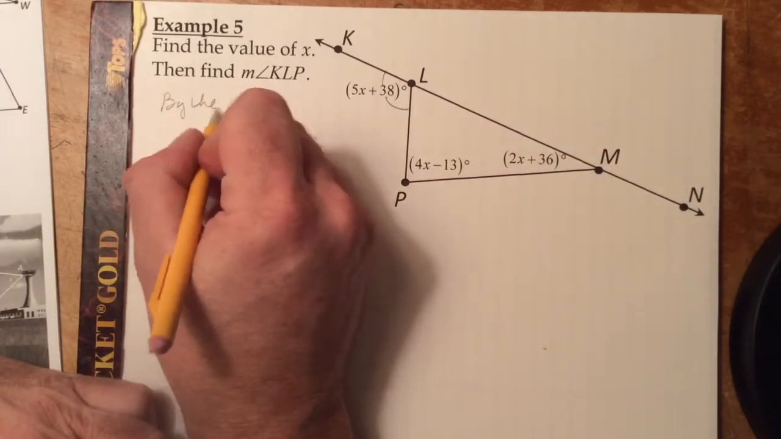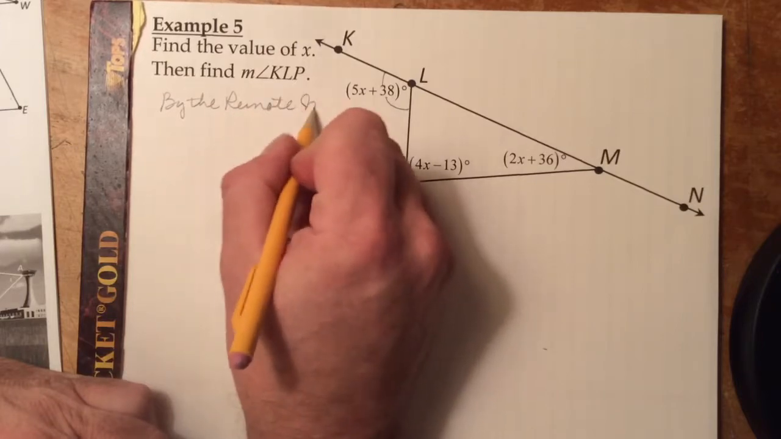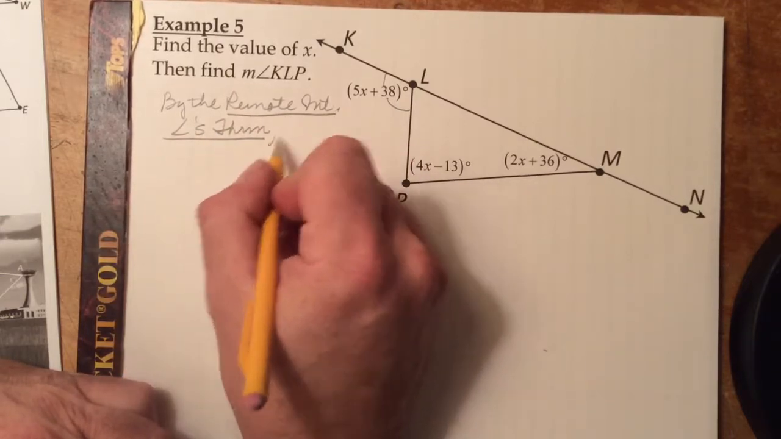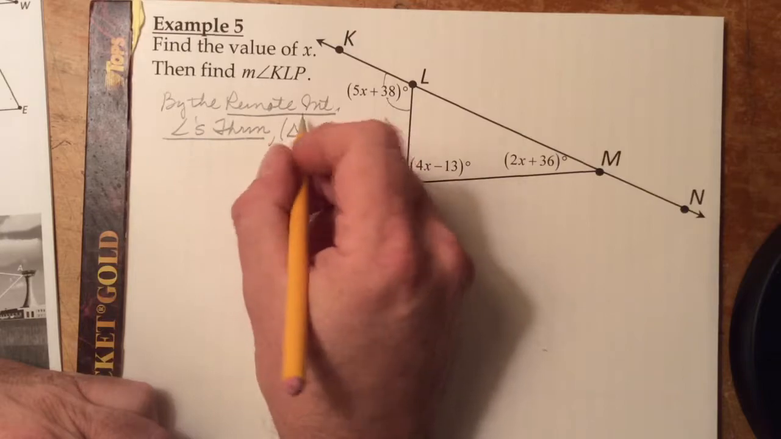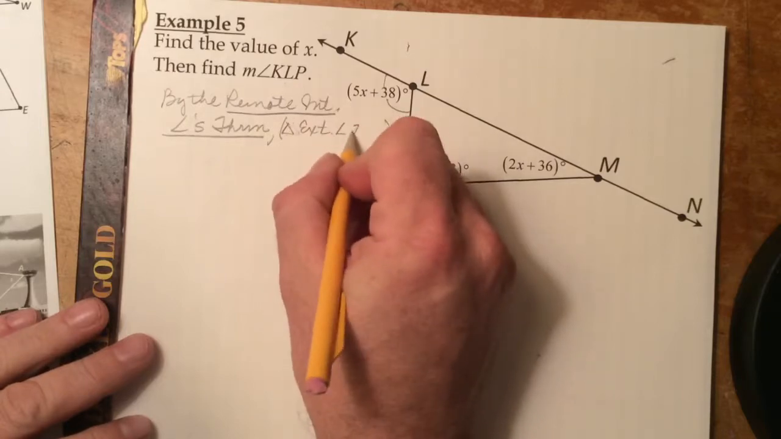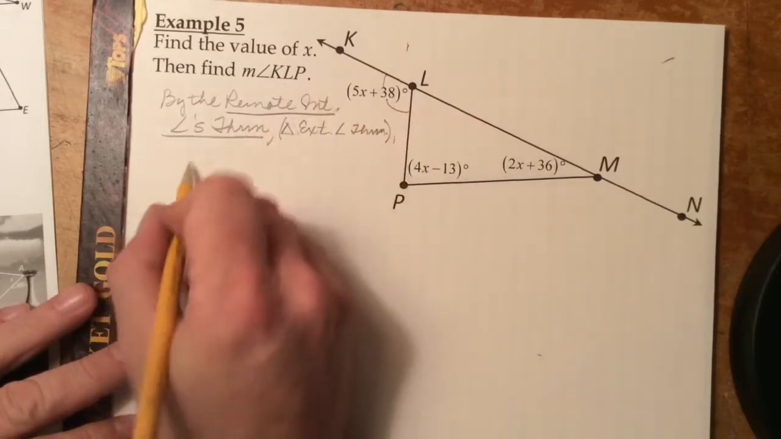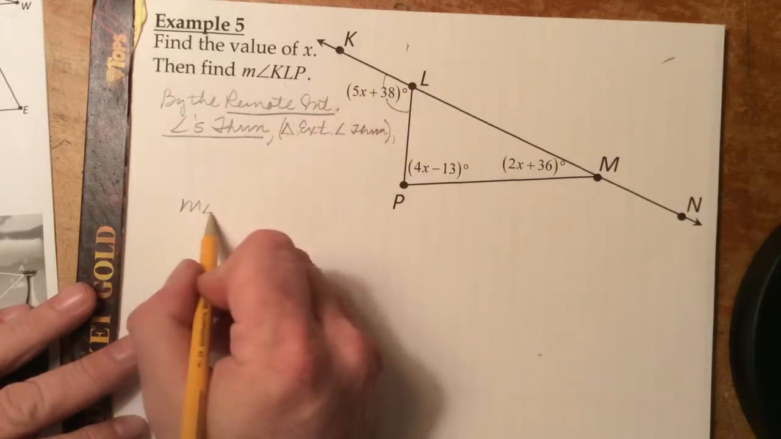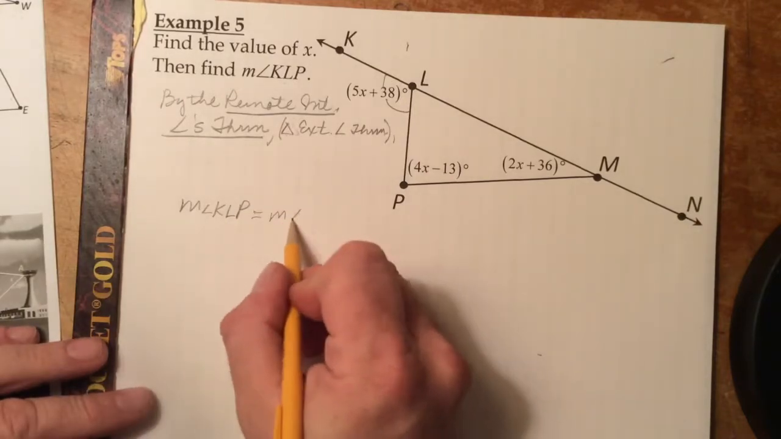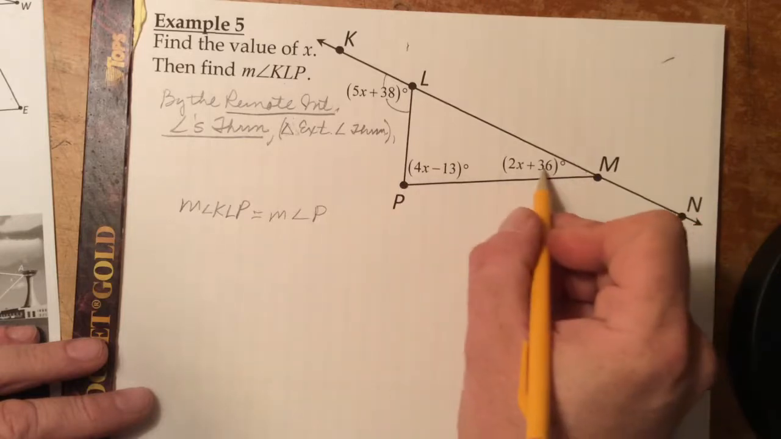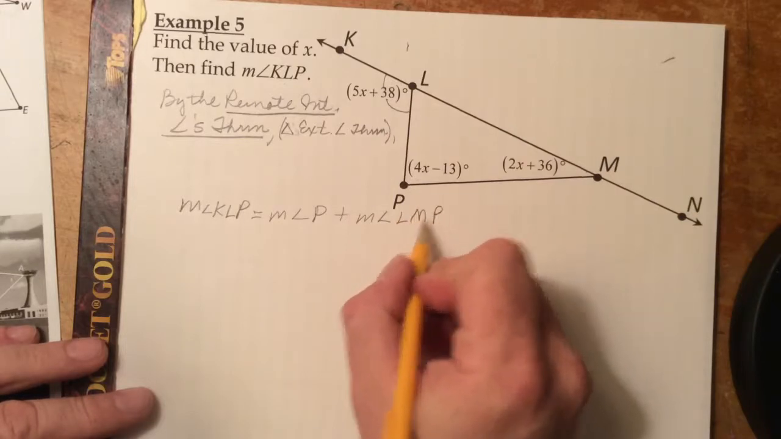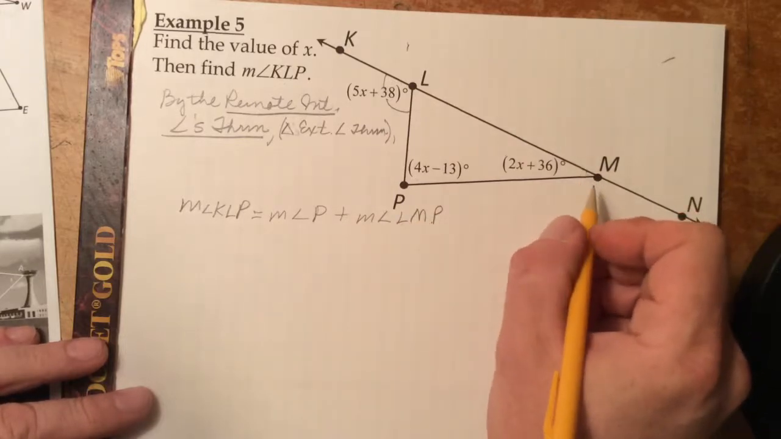So by the remote interior angles theorem, which is also called the triangle exterior angle theorem, those are the same. We can say the measure of angle KLP is equal to the measure of angle P, these are the two remote interior angles to it, plus the measure of angle LMP. We need all three letters because there's more than one angle here.